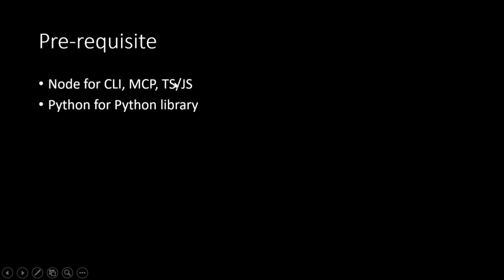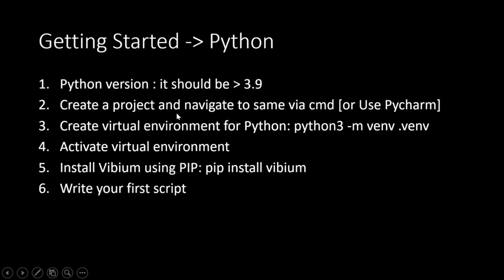Now, what are the prerequisites? If we are using TS or JS, or the CLI or MCP based flavors, then we need Node, and for Python, we need the Python library. So what is the requirement? The first thing is we should have Python installed, with a version greater than 3.9.